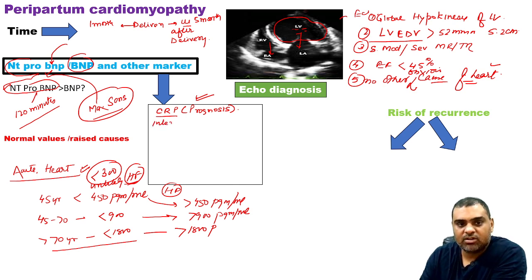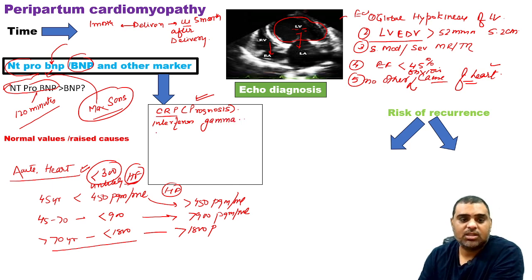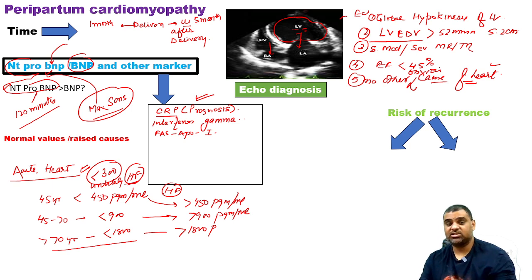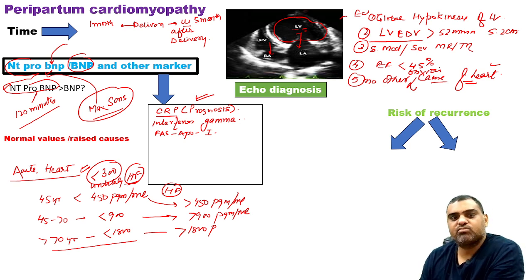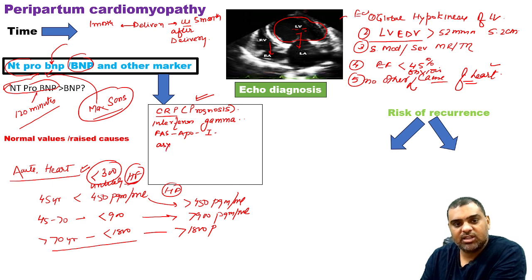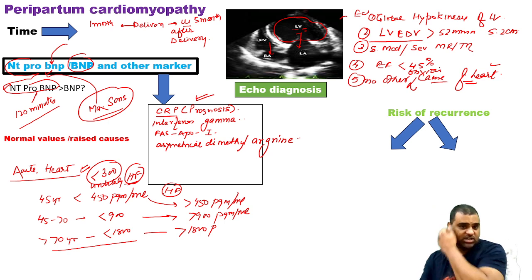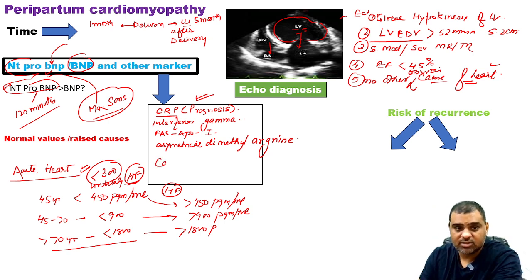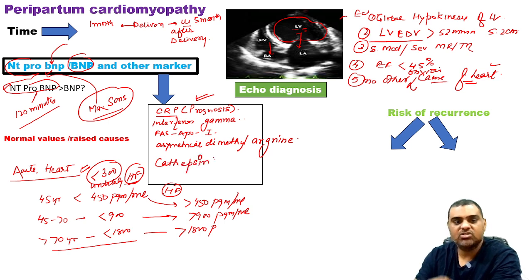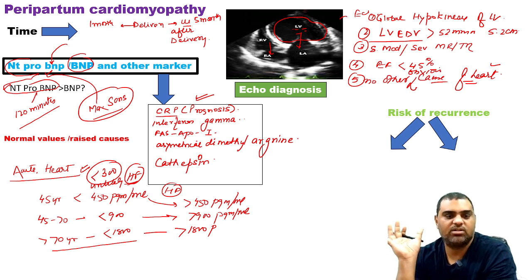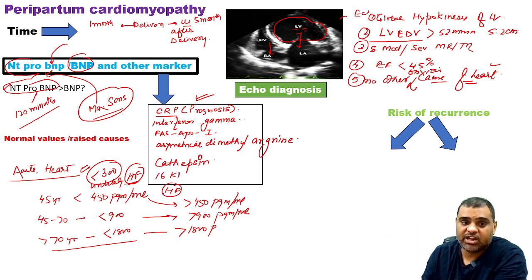And other markers are interferon gamma. Then other is FAS APO1. Although nobody does this, you have to remember, if they want to make a good question, then they can make CRP, interferon gamma, FAS APO1. Then asymmetrical dimethyl arginine. Then there is also cathepsin. If you can remember, please remember, these are the other markers, interferon. And yes, very important, 16 kD prolactin.